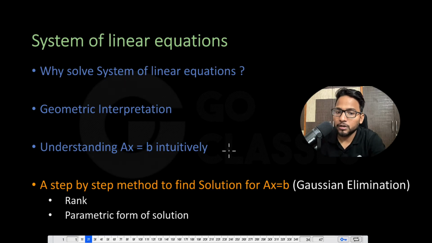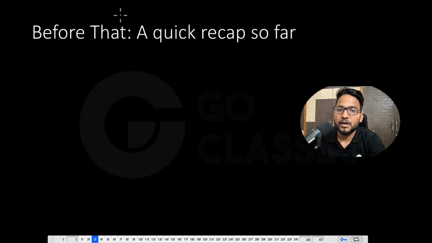Now let's go to the bigger part of the story, which is understanding or solving this Ax equal to b step by step. We are yet to cover how to solve Ax equal to b step by step. And the main important component of this part is Gaussian elimination. So let's just understand this. But before that, let's see a quick recap so far.